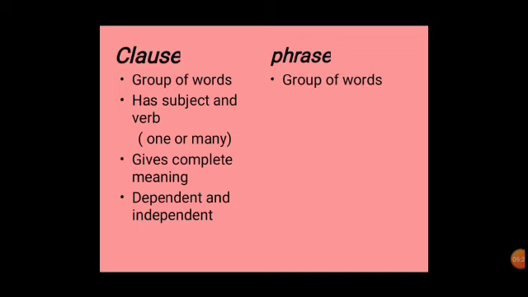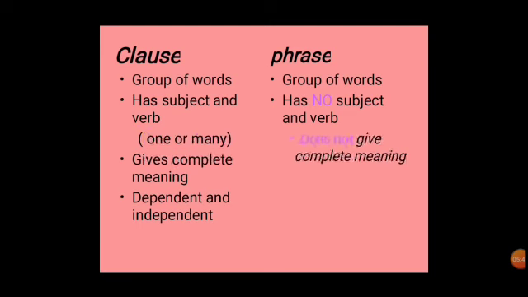A clause has a subject and a verb. It may be one subject or many, one verb or many. But a phrase has no subject and no verb. Okay, it may have a subject at times, but definitely a phrase will not have a finite verb. A clause gives complete meaning. A phrase does not give complete meaning.